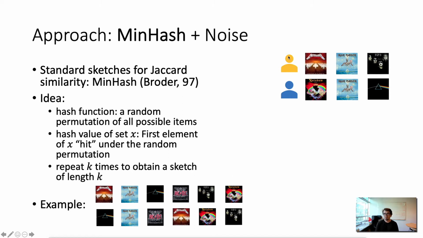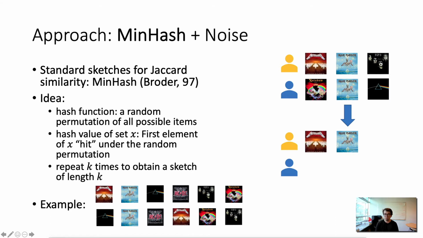If the yellow user wants to hash their vector, they go through this permutation one by one, and the first element that they actually have in their own user set becomes the hash value. So the yellow user would have as the first hash value this Metallica album, and then we look through the second permutation, and the first element here is this Iron Maiden album. So if we were to use 2 hash functions, then this is the hash value that the yellow user has.